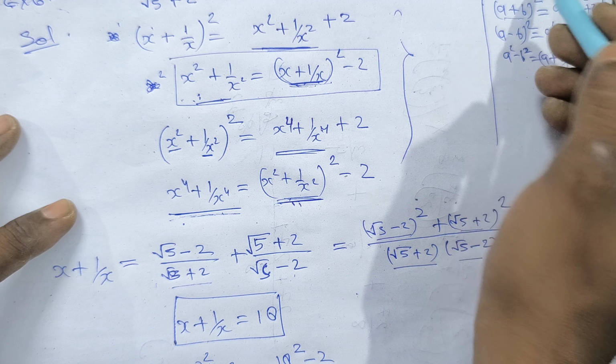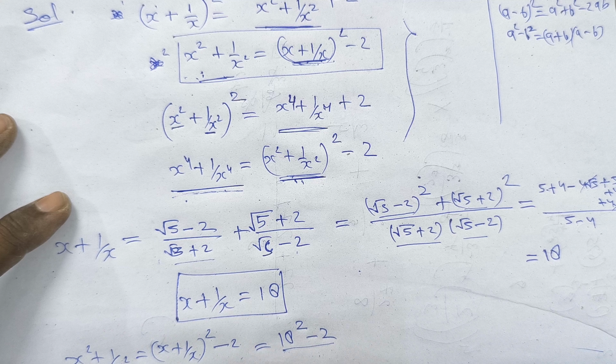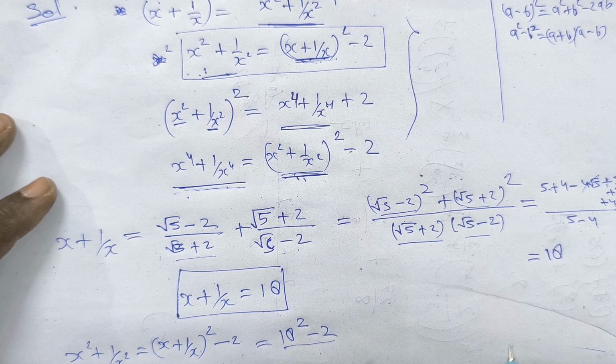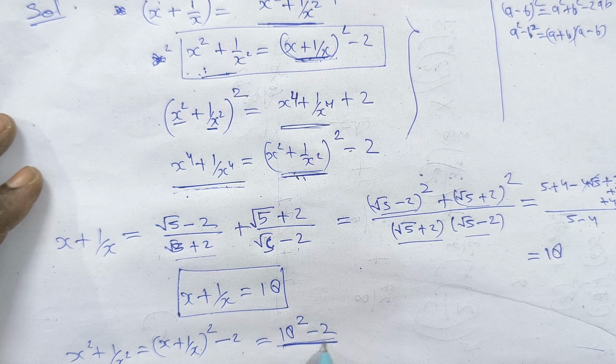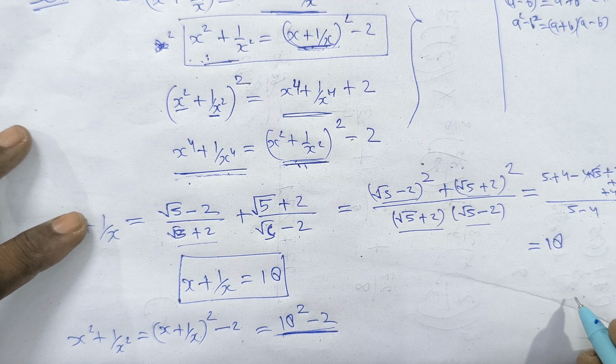Because we need to find an integer, no need to multiply the square or anything. Just keep it like this only. We don't need any number. You can do this 18 square, you can get a big number. If you want, you can do the multiplication, but we can leave this as it is. Or you can multiply it.